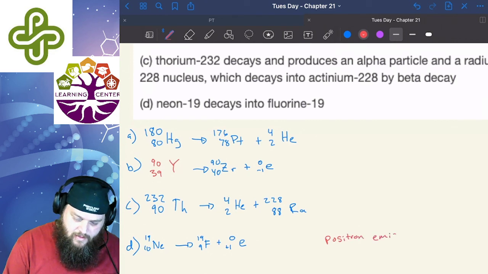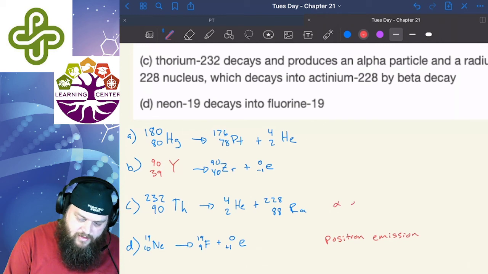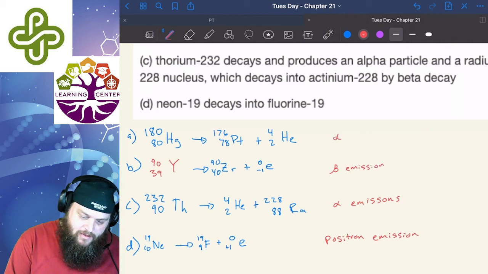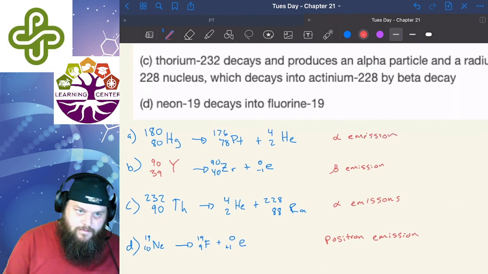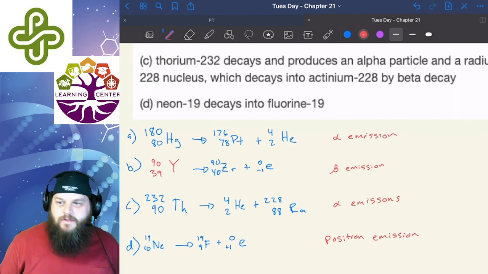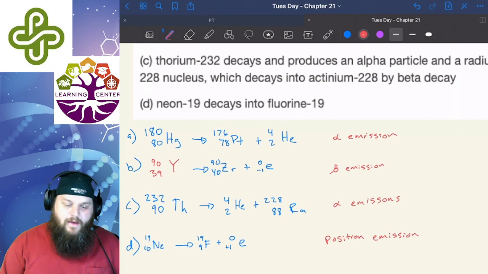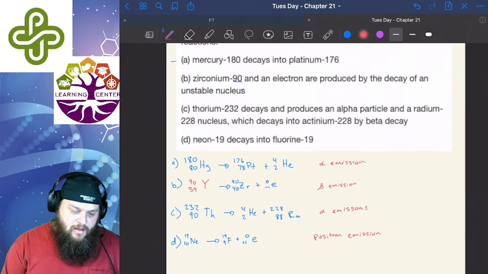So to recap, this is a positron emission. This is an alpha emission. This is a beta emission. And this is an alpha emission. So they're emitting those particles out, and that's the end of my live stream today.